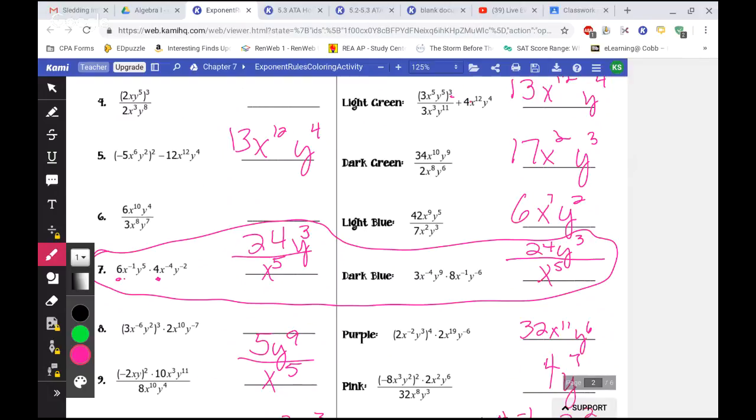Could you work on number 8? Okay, so what am I going to do with that 3? You'd put it out to the exponent. Very good. So that's going to give me 3 cubed, right? And then what do I do with the 3 and the x to the -6? Multiply. It's a power to a power. So that's going to be -18. And now what do I do with the y? Y to the 6? Yes.